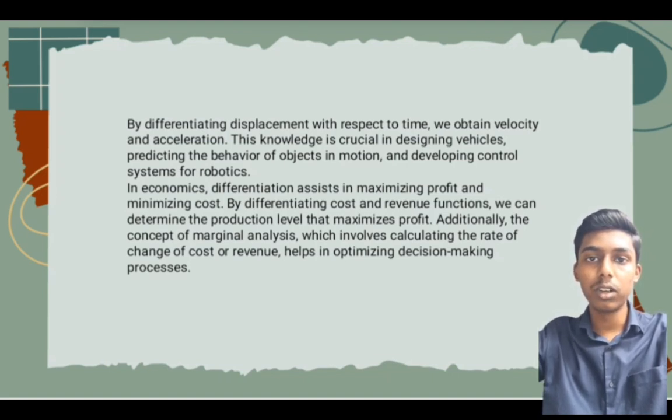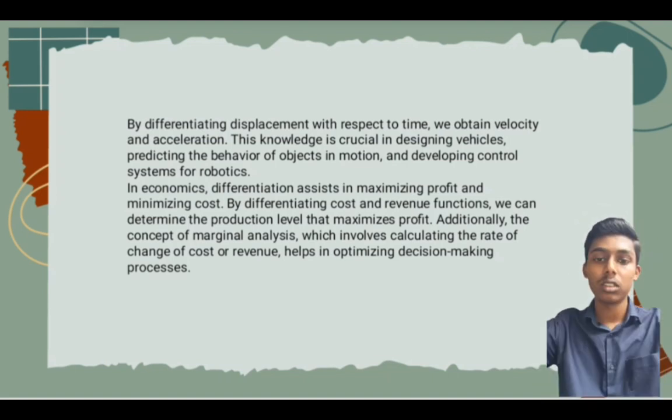In economics, differentiation assists in maximizing profit and minimizing costs. By differentiating cost and revenue functions, we can determine the production level that maximizes profit. Additionally, the concept of marginal analysis, which involves calculating the rate of change of cost or revenue, helps in optimizing decision-making processes.